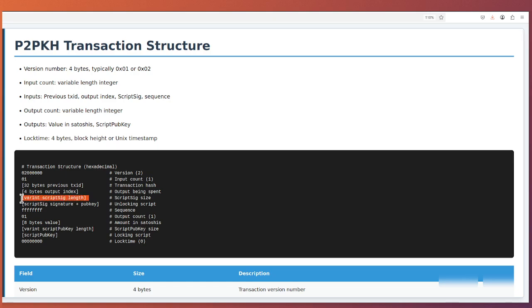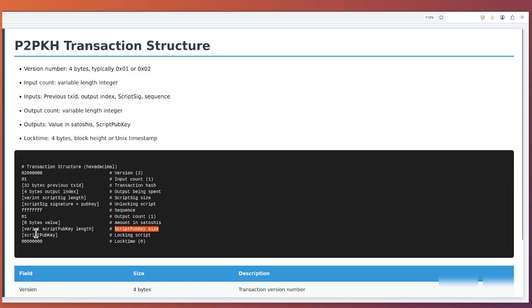Finally, the sequence number is a 4-byte field originally intended for transaction replacement but now used primarily for relative locktime functionality. After all inputs are specified, the transaction includes an output count, followed by the actual outputs. Each output has 2 main components: an 8-byte value field specifying the amount of Satoshis being sent, and a script public key that defines the conditions that must be met to spend this output in a future transaction.